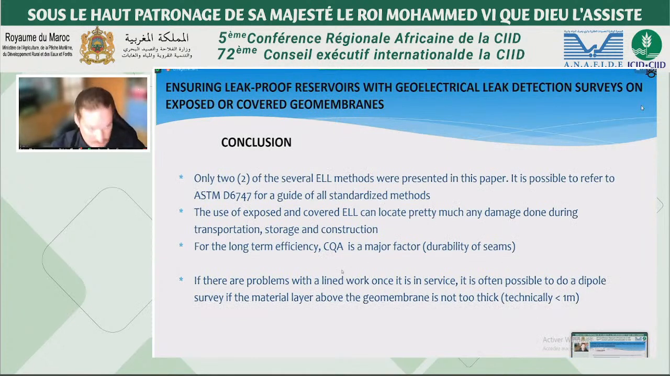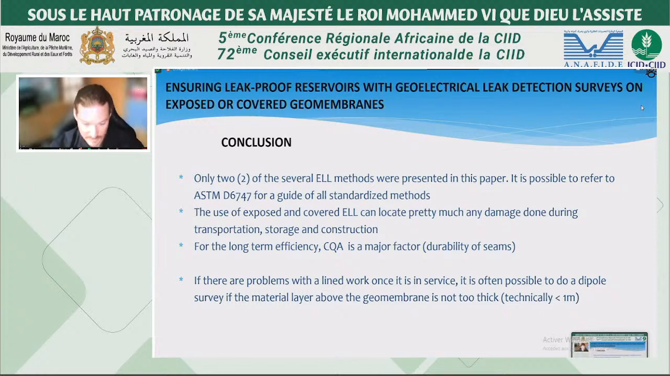So in conclusion, those were just two ELL electrical leakage methods. There are plenty more. You can refer to ASTM standards for a guide showing all the different methods that can be used. Leak location with the water puddle can locate pretty much anything that happened during the transportation, the storage, and the construction on geomembranes.